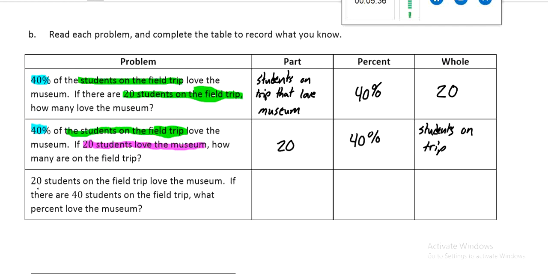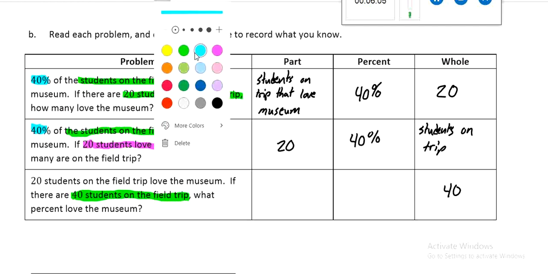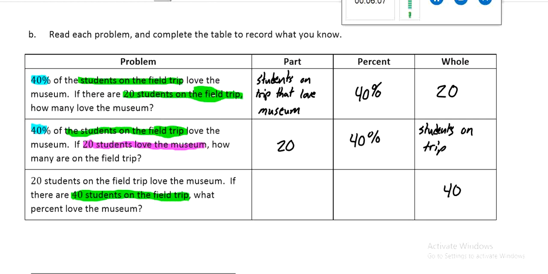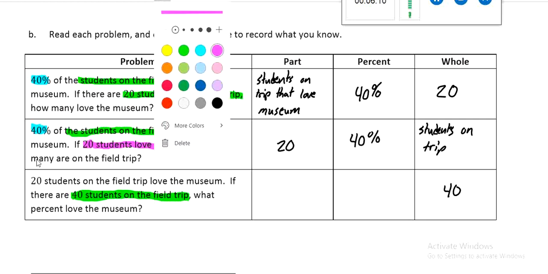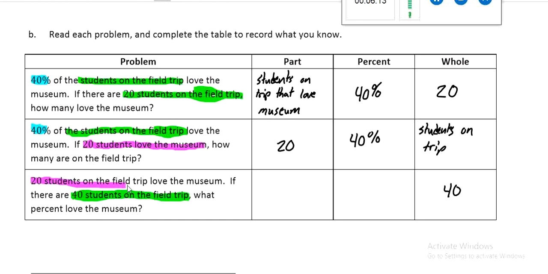Okay, here, 20 students on the field trip love the museum. If there are 40 students on the field trip, what percent love the museum? So here, it says there are 40 students on the field trip. So that's the whole, that's the total number of students. So 40 is our whole. 20 students on the field trip love the museum.